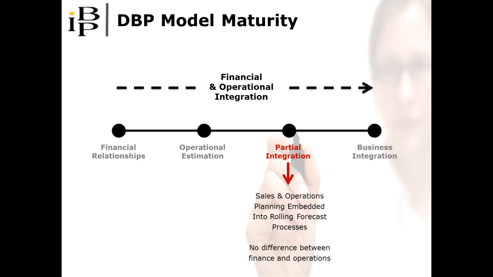At the third stage of maturity, sales and operations planning is integrated with rolling forecast processes. At this point, there is no difference between financial and operational planning processes, and we'll explain this in more detail momentarily.